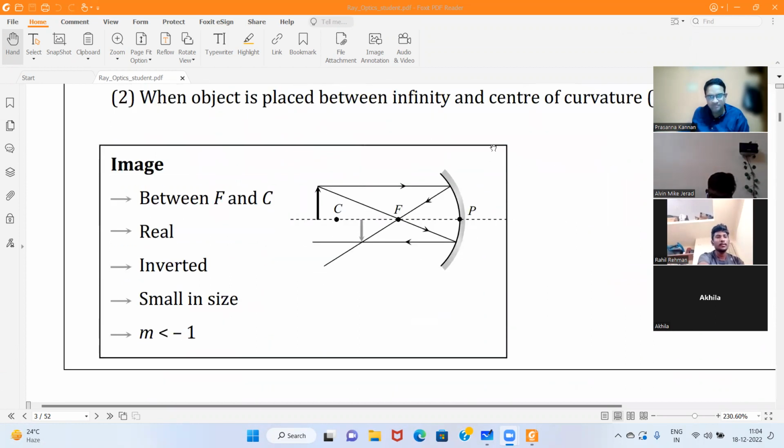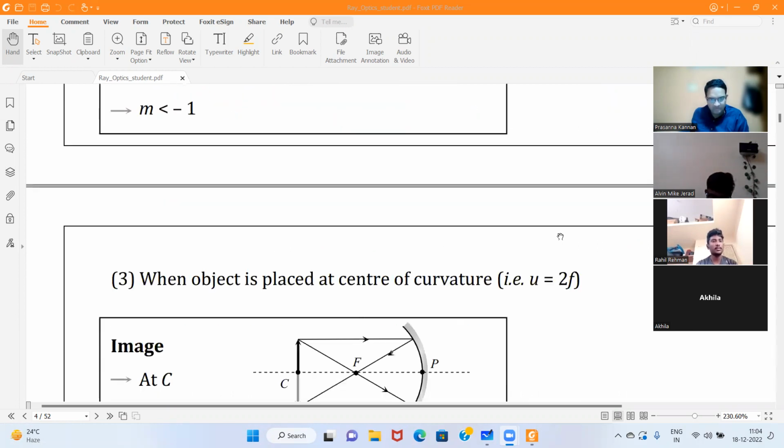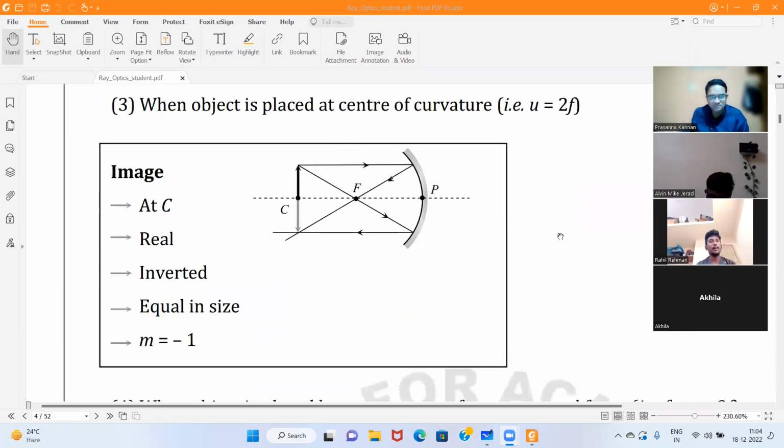Then the object is placed beyond the center of curvature. Then the image is formed between focus and center of curvature. Fantastic. It's real, inverted, and small in size. Very good. Then, when the object is at center of curvature, the image is also at center of curvature. It's real, inverted, and equal in size. Very good.